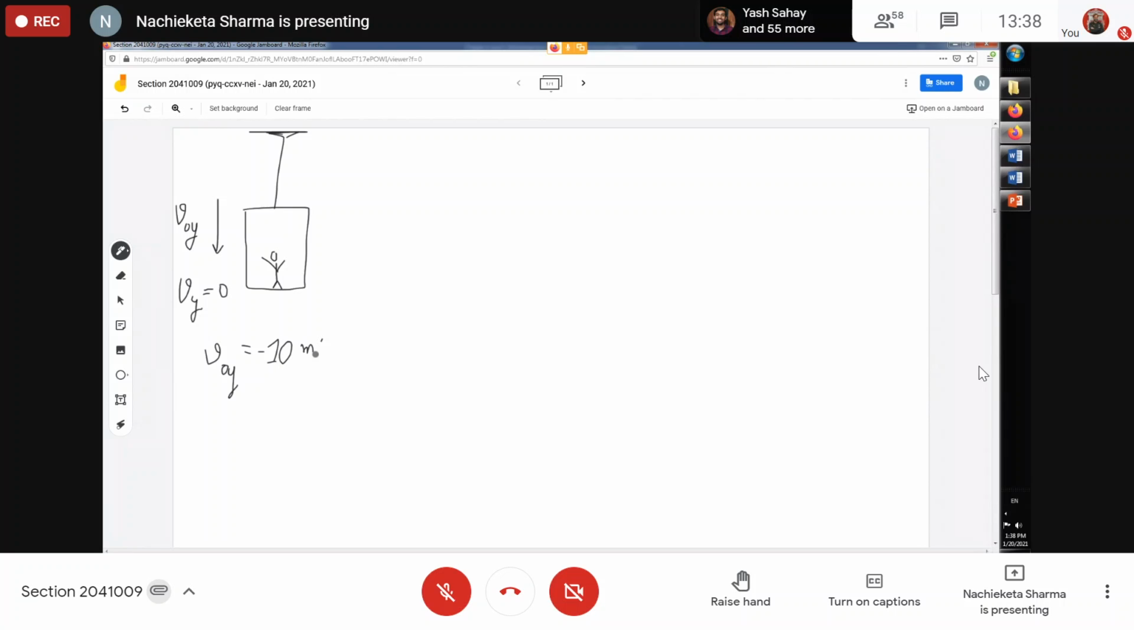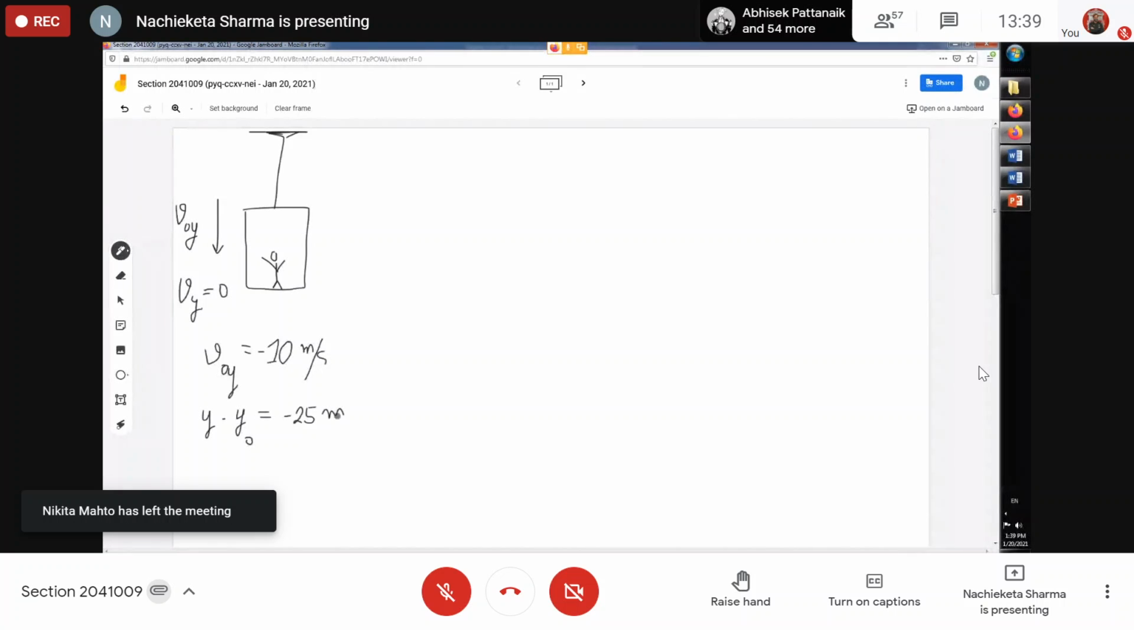And then this reduction in speed from 10 meter per second to 0 meter per second happened within a distance of 25 meter. Because it is moving in the negative y-axis, the displacement is also negative. So y minus y naught is equal to minus 25 meter. So now everything is ready, and I can calculate the acceleration of the elevator.